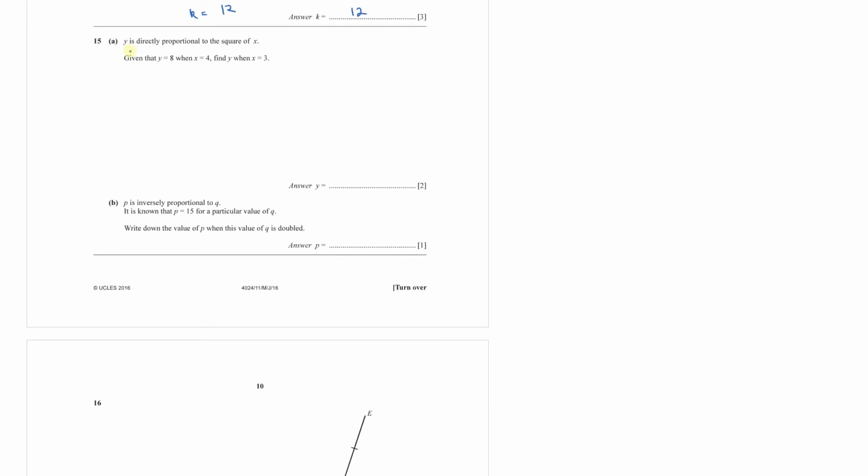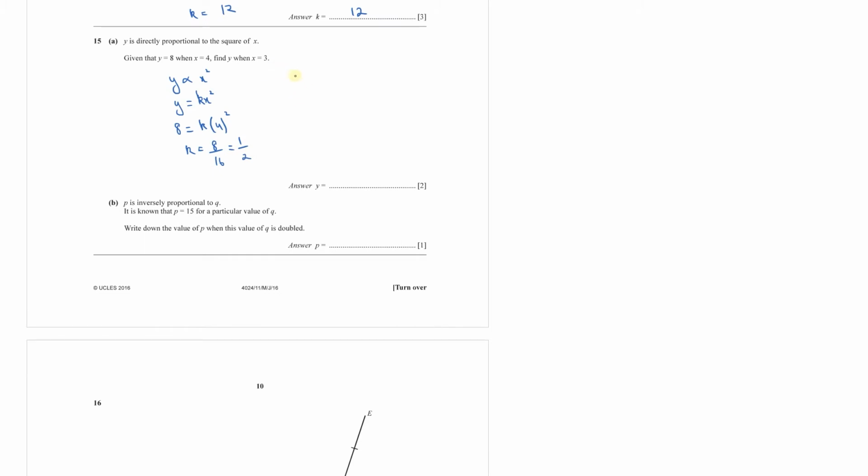Question number 15: y is directly proportional to the square of x. So y is directly proportional to x squared, which means y equals the constant k times x squared. Given that y equals 8 when x equals 4, find y when x equals 3. You can first use this pair of values to find k. So y is 8 and x is 4, so you get 4 squared, which is 16. So k equals 8 over 16, which is 1/2.